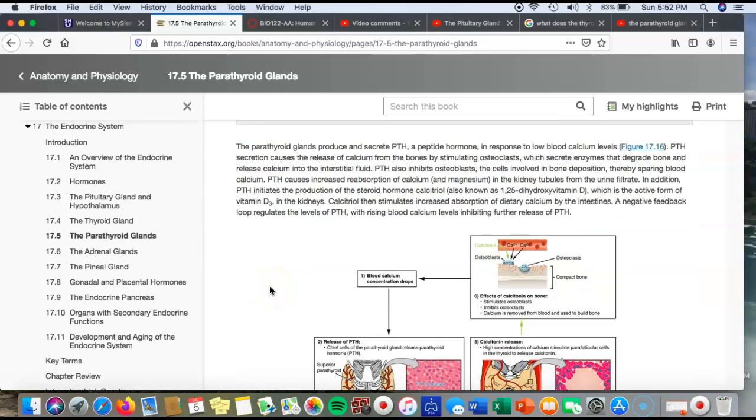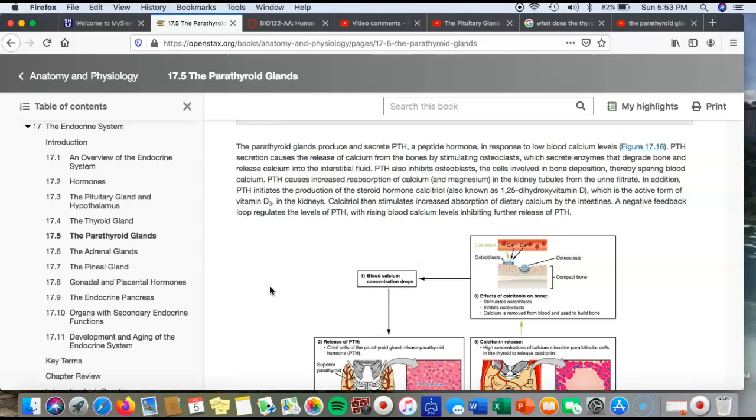Parathyroid hormone is a peptide hormone, and it gets secreted in response to low blood calcium levels. And what that will do is it will cause the release of calcium ions from the bones by stimulating osteoclasts, which secrete enzymes that degrade bone and will release calcium into the interstitial fluid. It'll also inhibit osteoblasts, which are the cells that are involved in bone deposition or building a bone, and that'll spare blood calcium as well.